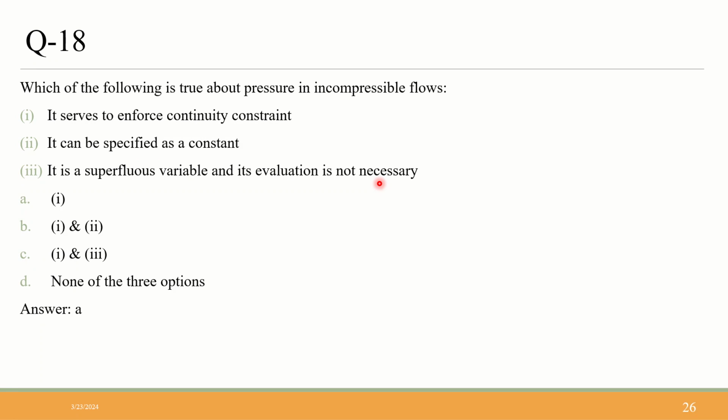Like if you remember the Navier-Stokes equation, the problem arises because the pressure and velocity both are varying with respect to location. Therefore, it is a coupled equation and therefore the problems arise. That is a different story. But if it is not an important variable, why do we need to go for that much trouble if the evaluation is not necessary? So the third statement is false because it is not a superfluous variable and its evaluation is necessary actually. So statements 2 and 3 are wrong and only the first statement is right. Looking at the options, we have A: 1, B: 1 and 2, C: 1 and 3, D: none of the three options. The actual answer is option A, 1, is the right answer.